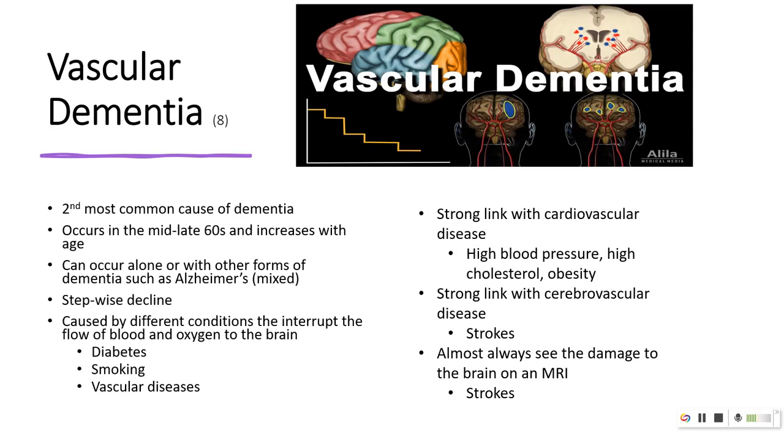Loss of oxygen to the brain, because oxygen is carried by the blood, causes increased confusion. They have found a very strong link with cardiovascular disease, such as high blood pressure, high cholesterol, and obesity, that can cause difficulties with blood getting through those vessels, the cerebral vascular systems, and cause strokes. What they have found is that there is no known cause for Alzheimer's disease, and you can't cure Alzheimer's disease, but they're thinking that maybe you can stop vascular dementia. You can almost always see the damage to the brain on an MRI, such as those strokes.